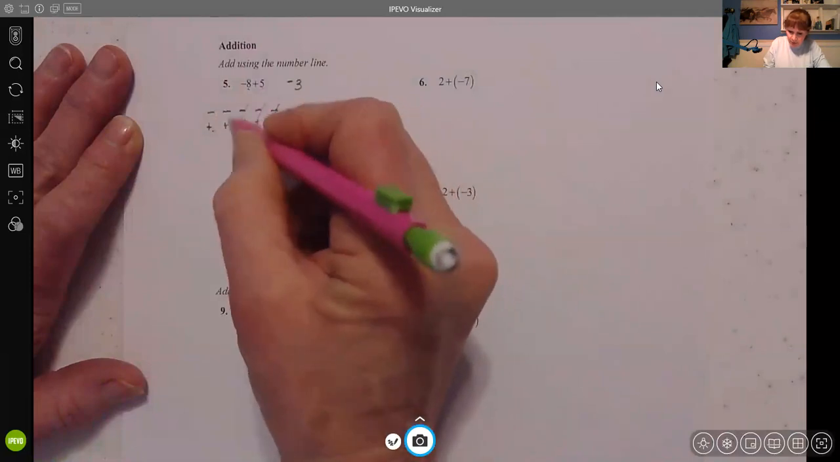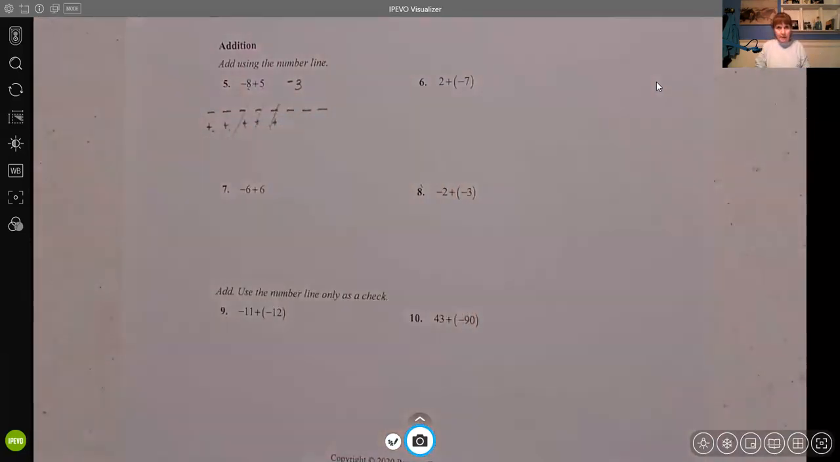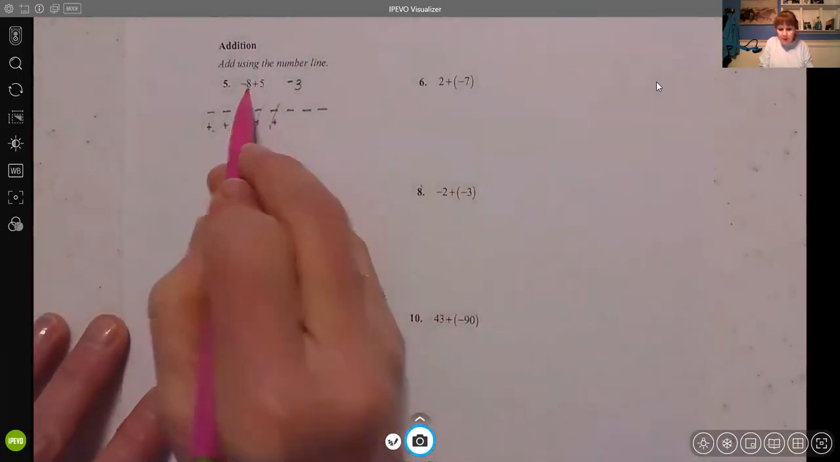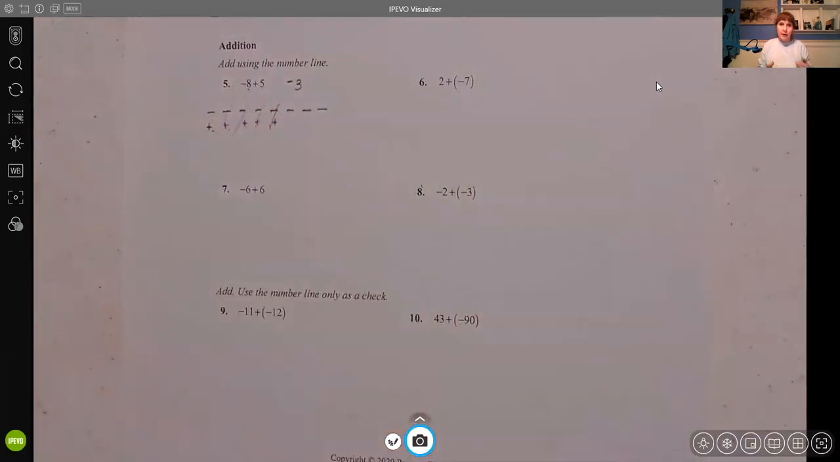Those add up to 0. Okay, so they're gone. They cancel each other out. 5 of these positives cancel 5 of the negatives, but you still have 3 negatives left. Your answer is a -3.